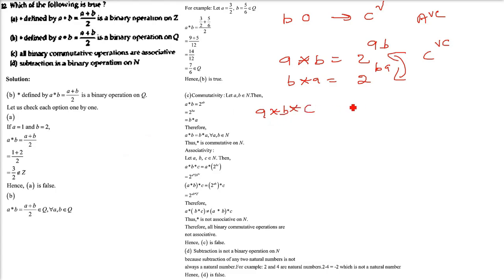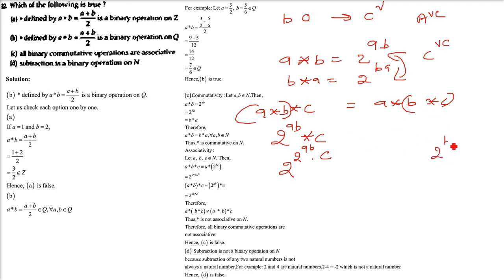So (A star B) star C and A star (B star C), let us equate. We'll do AB first and then BC first. So AB is 2 raise AB, and then star C. Now you take 2 and all of this to the power. That is 2 raise AB into C. Here, B and C have to be taken to the power of 2, so 2 raise BC. Now we have to take A and 2 raise BC to the power of 2. When you do this, 2 raise A dot 2 raise BC. Are the two similar? No, they are not similar.